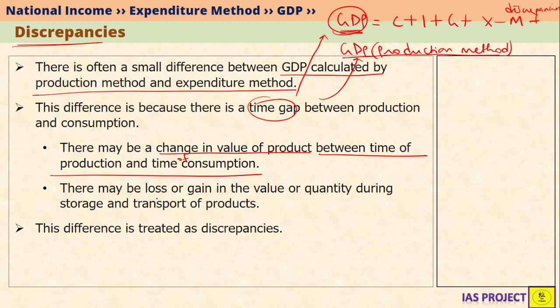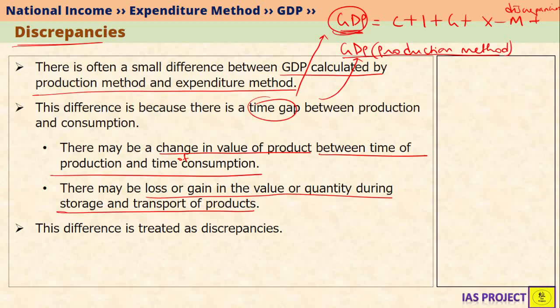And the next point is that there may be loss or gain in the value or quantity during storage or transport of goods. The best example for this point can be Food Corporation of India. We know that Food Corporation of India buys food grains from the farmers and stores the food grains for the purposes of strategic reserves. We know that much of the storage practices of Food Corporation of India are not very modern. So because of that, every year there is so much loss in food grains, especially because food grains are eaten away by rats and other rodents and animals, and also because of rains, food grains get damaged.